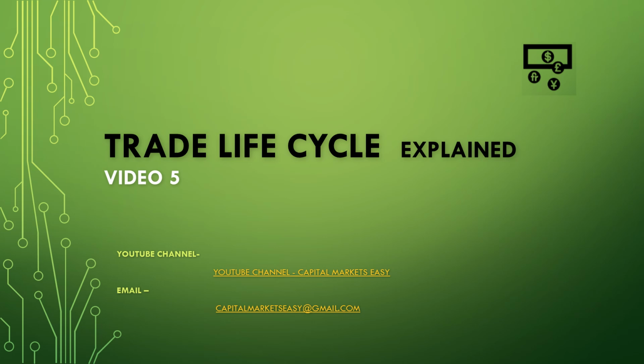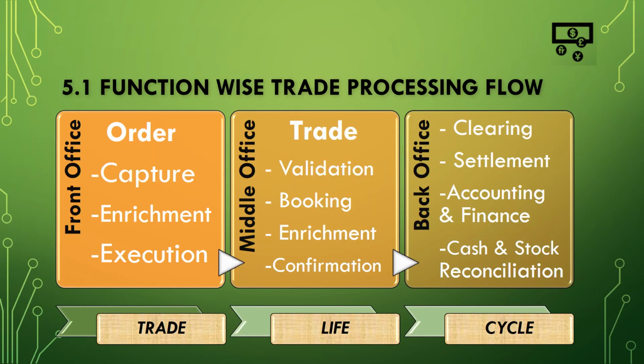In this video, we will cover how a trade life cycle can be divided into three different departments, which are front office, middle office, and back office, on the basis of their functions. Then we will give a brief description about the role and responsibilities of all these departments: front office, middle office, and back office.